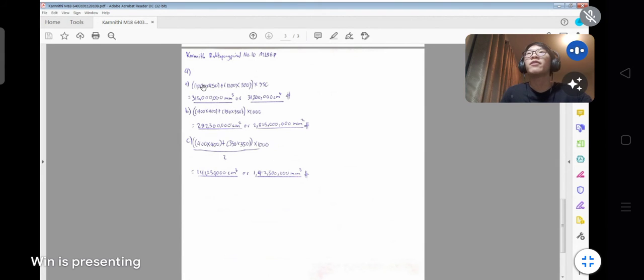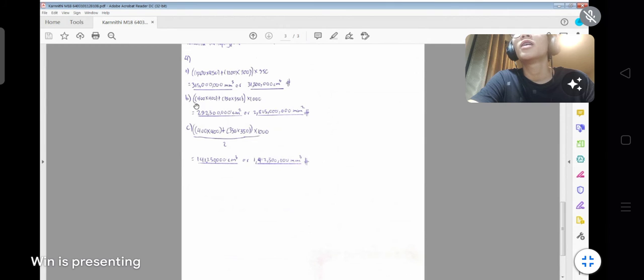So first I get the big area, times it with length and width, and then I get the small area, times it with length and width, and then times all of that with the height. I get 3,315 million millimeters square, or 31,500,000 centimeters square.